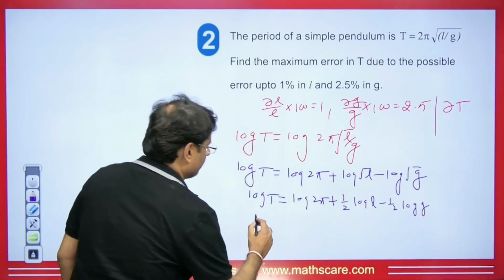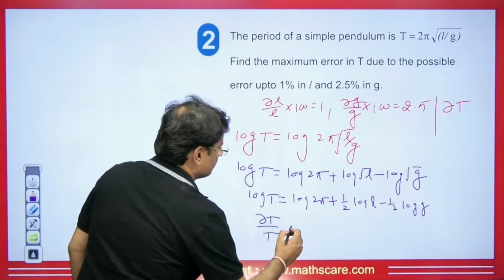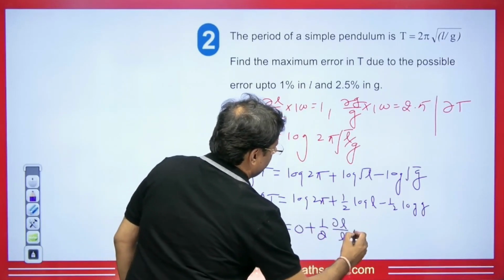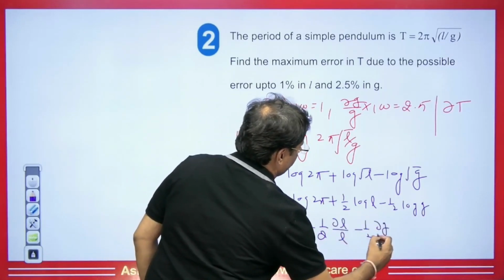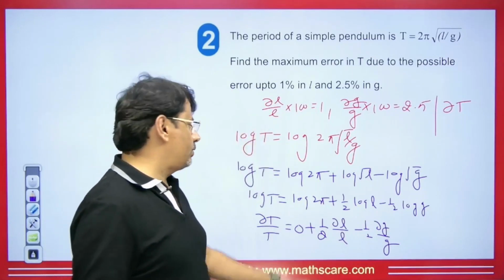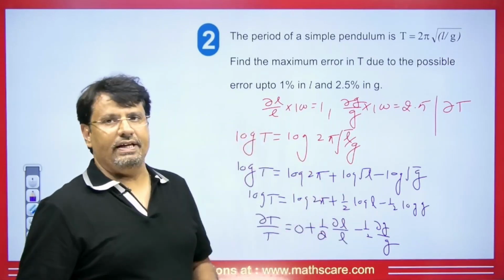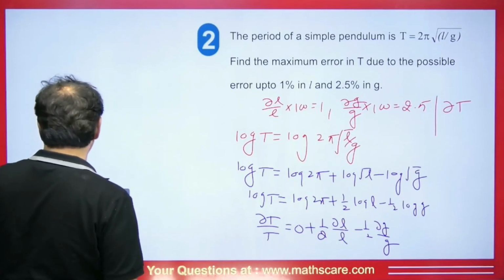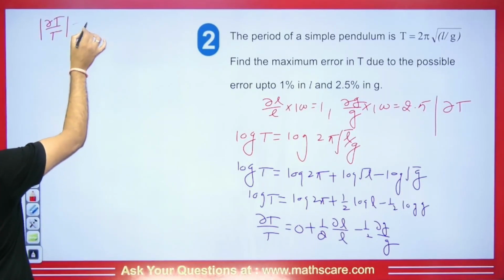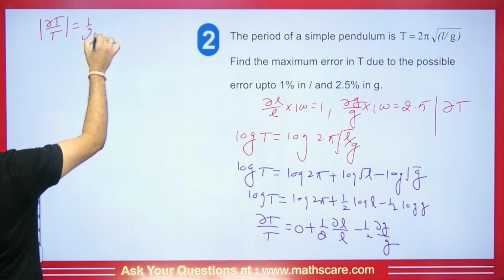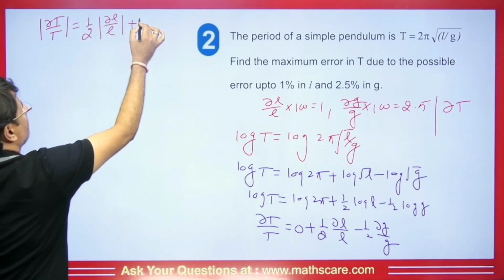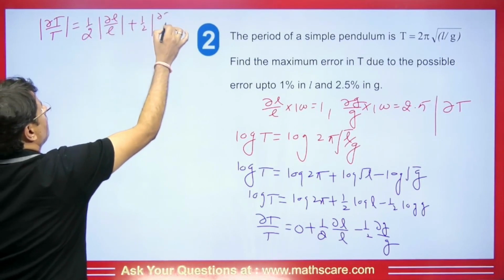Pay attention. So this will become ΔT upon T. This will become 0, plus 1/2 ΔL upon L minus 1/2 ΔG upon G. Clear, students? Because here we are getting the maximum error, the minus that is here, we will take the modulus and remove the minus. So ΔT upon T is equal to 1/2 ΔL upon L plus 1/2 ΔG upon G.